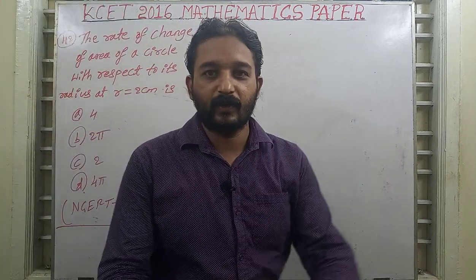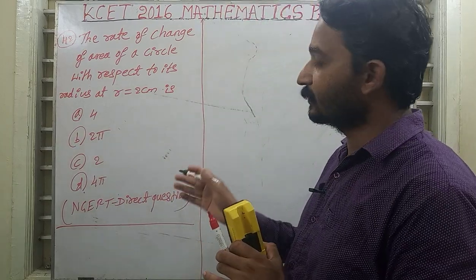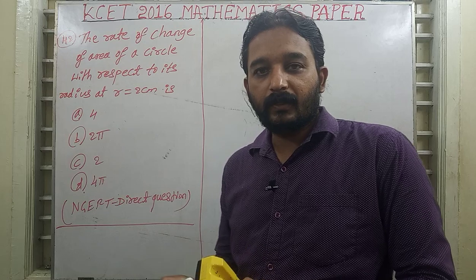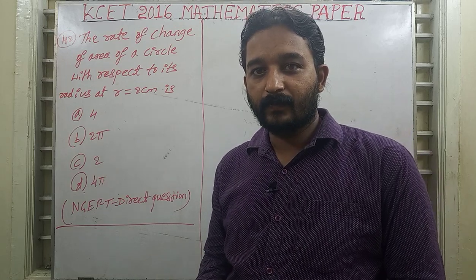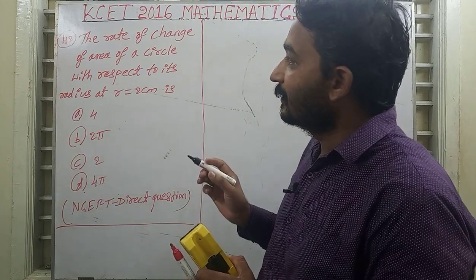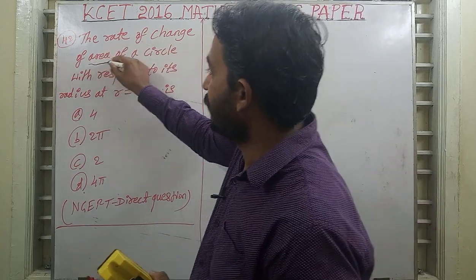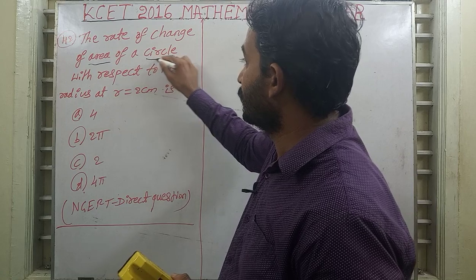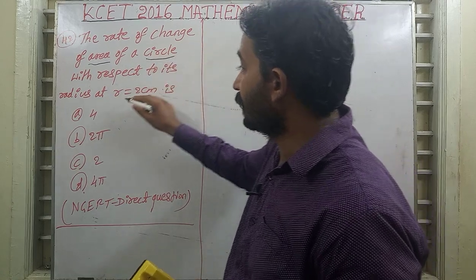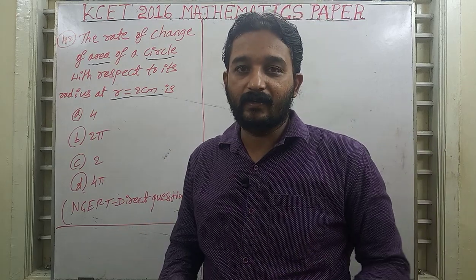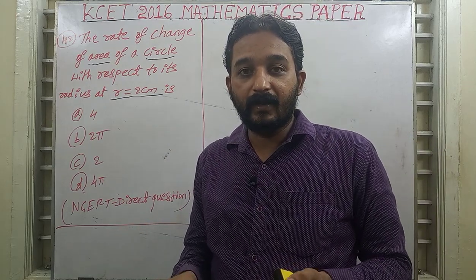So now let us move on to the next question, question number 42. This question is based on the chapter application of derivatives, particularly rate measurement. We have to find the rate of change of the area of a circle with respect to its radius. So we have to find dA by dr, not dA by dt.